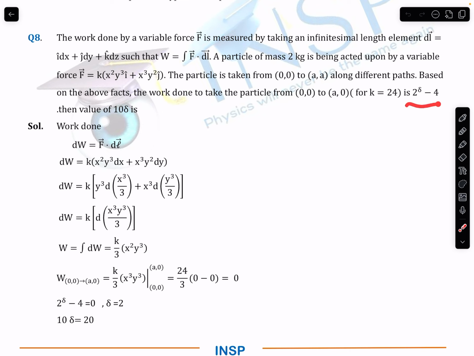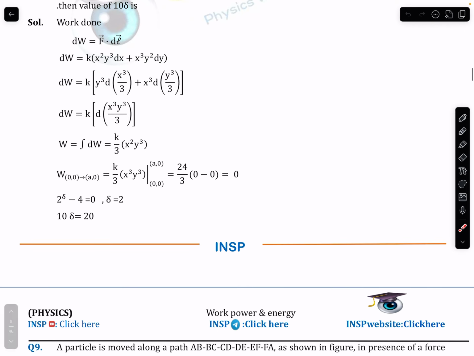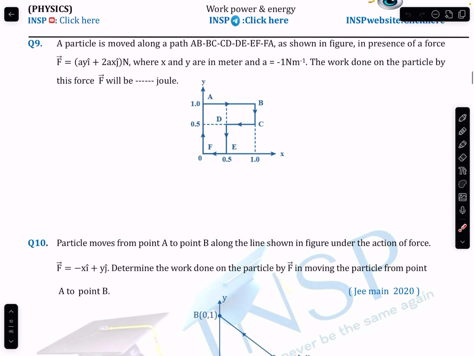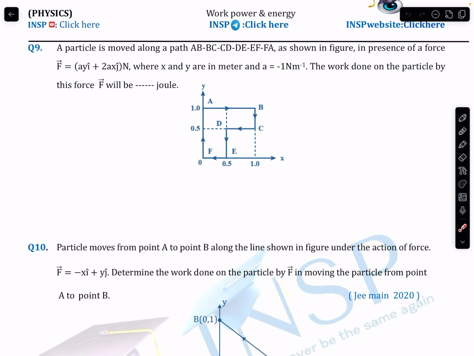It is given that 2 to the power delta minus 4 is 0, and so delta is equal to 2. That is the answer. They are asking for 10 delta, so 20 is going to be the answer. So be careful about what exactly they are asking. It's a good problem. All right, let's move to the next one. This I'm leaving to you, however it's on the easier side.